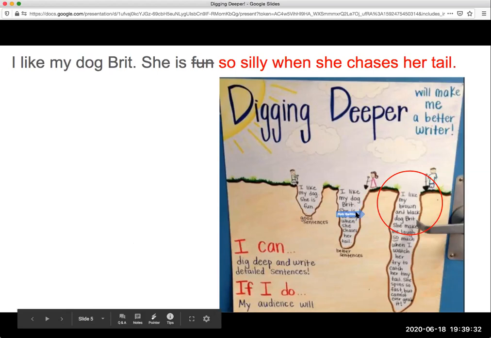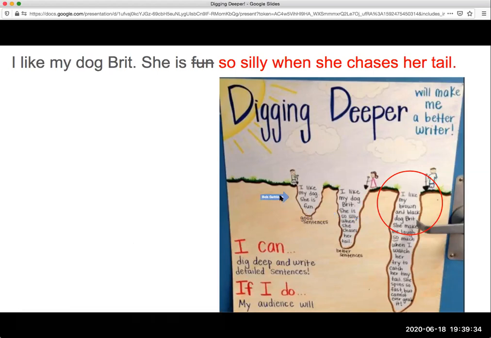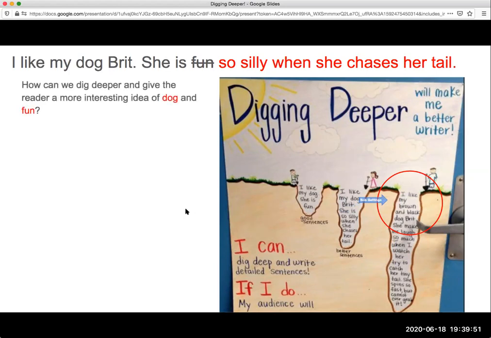Okay, we started off very simple. We dug a little deeper by giving us Brit's name, when the writer gave us Brit's name and said she's so silly when she chases her tail. Let's go even a little bit deeper with more information. So how can we dig deeper and give the reader an even more interesting idea of the two main ideas here, dog and fun?